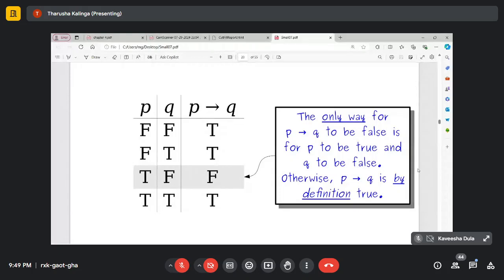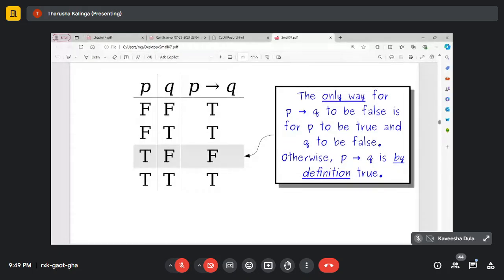So that is why we mark it like that. Always keep it in your mind: TFF. If you are making a short note, it is better you mention that TFF.